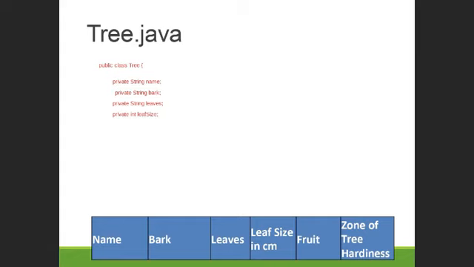And we have private. This one was a boolean, and all lowercase. And then our zone, I'm just going to call it zone, but I could call it zone hardiness too, I guess. This was an int as well. I'm going to call it zone of hardiness. But we will next generate getters and setters. So I will have a getter for each instance variable and a setter for each instance variable.